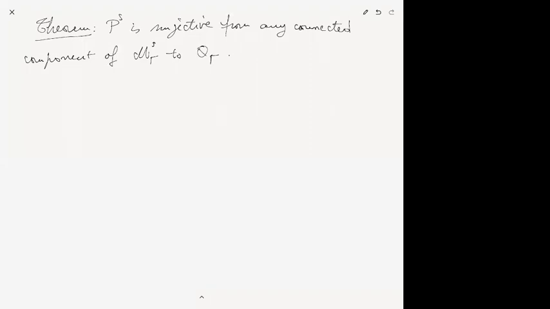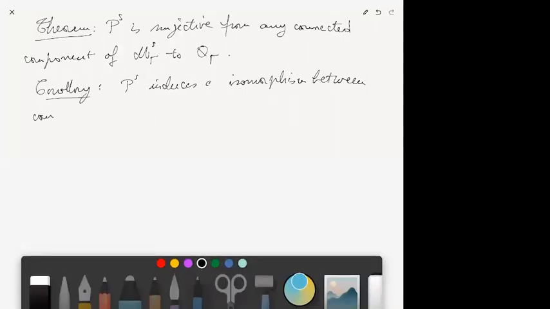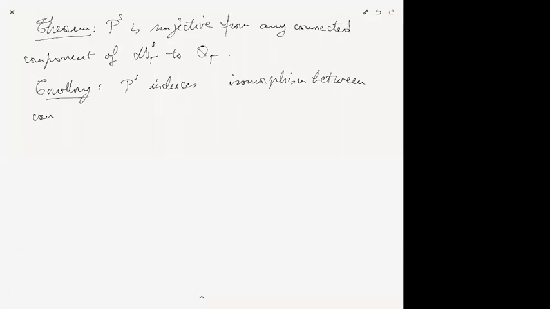Now combined with the fact that PS is a local isomorphism, you get as a corollary that PS induces, in fact, isomorphisms between components of M gamma S and Q gamma. Okay? All right, so that's modulo the surjectivity.